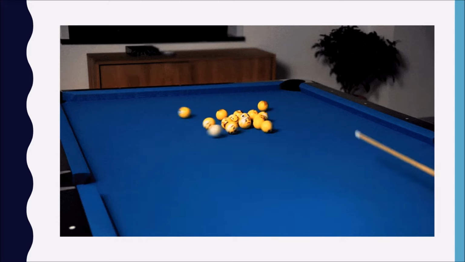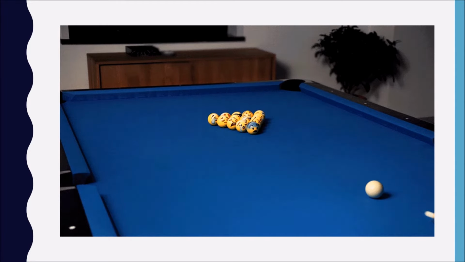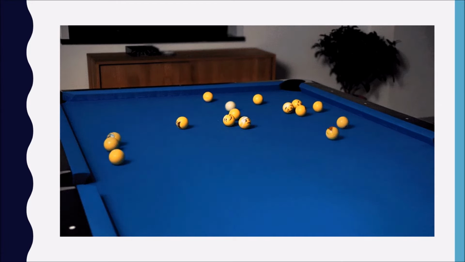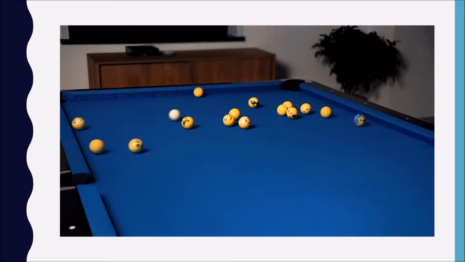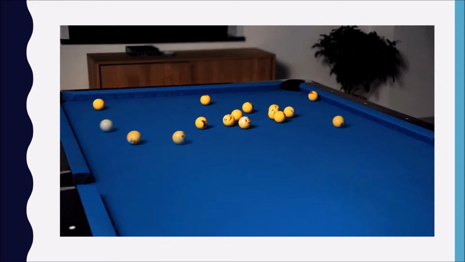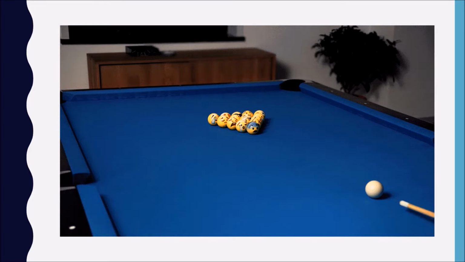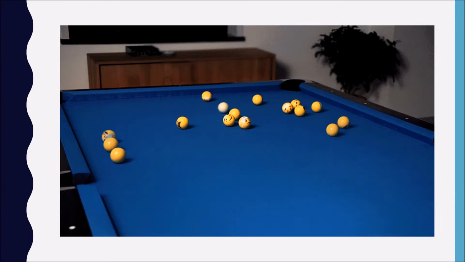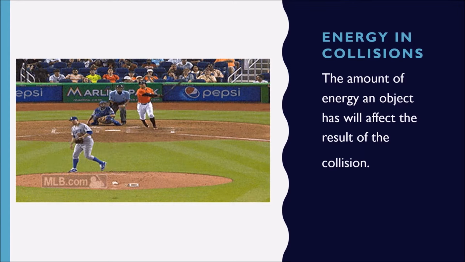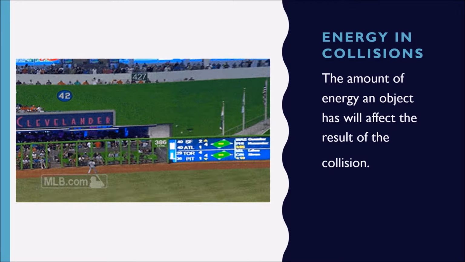In this final example of a game of pool, we have lots of transfers of energy because we also have lots of collisions. First, the white ball hits the yellow balls, and the white ball transfers its energy to the yellow balls, which then transfer energy to one another as they collide. The amount of energy an object has will affect the result of the collision.